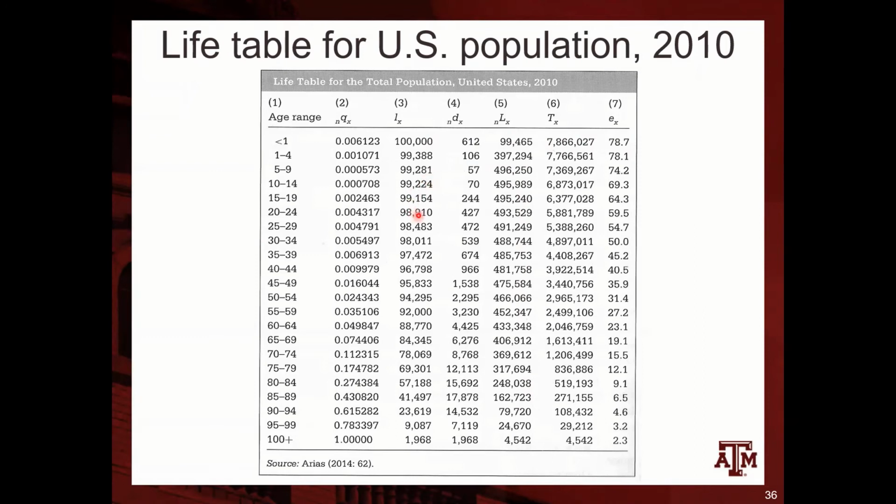Was 20? If I have 98,910 people reaching age 20, they will live on average all this amount of person years here. If I add them all, I get this total number of person years. Total number of person years divided by the number at the beginning of the interval, I get 59.5 years on average after they reach age 20. So it will be 20 plus 59 is 79.5, which is higher than the original one because they overcame some risks of dying.